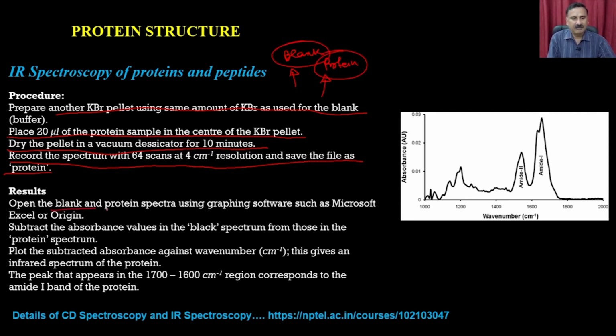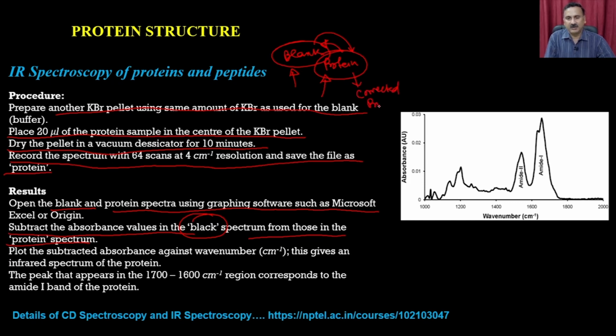So, you open the blank and the protein spectra using any graphing software such as Microsoft Excel or Origin. You subtract the absorbance value in the blank spectra from those in the protein spectra, which means you subtract the blank from whatever value you are getting from the protein, so that you get the corrected protein spectra. Plot the subtracted absorbance against the wavelength. This will give you the IR spectra of the protein.